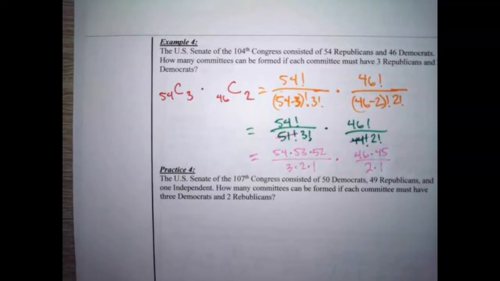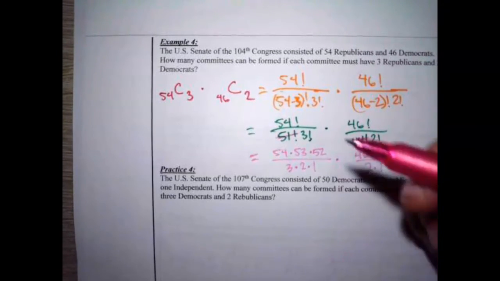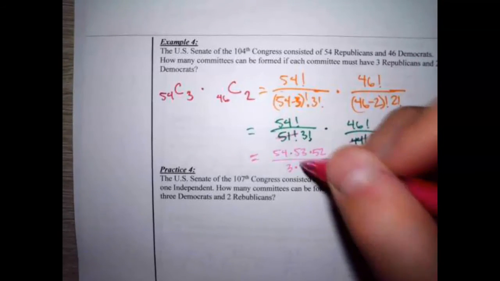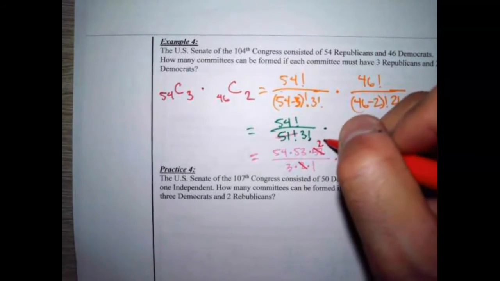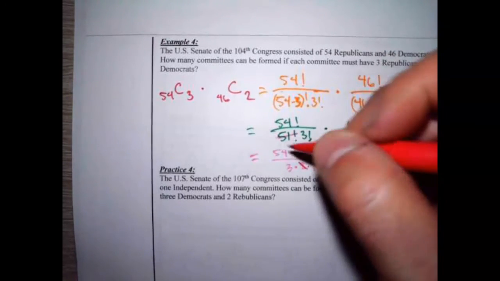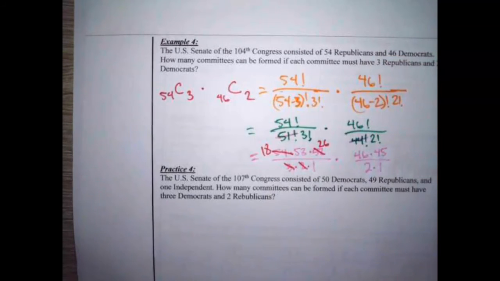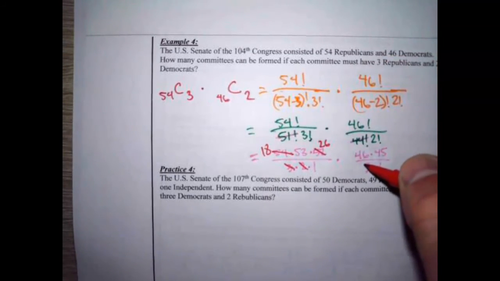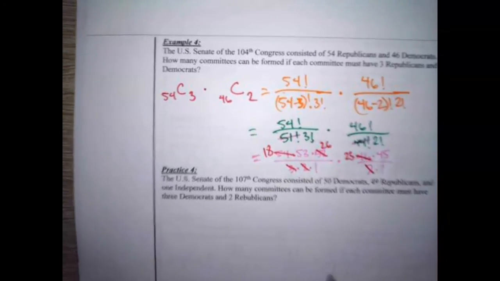And before I wrap this up, I'm going to cancel some stuff here. Let's see. I know 2 goes into 52, right? That's going to be 26. 3 goes into 54 18 times, so that's done. And here, just cancel the 2 with the 46 to get a 23.